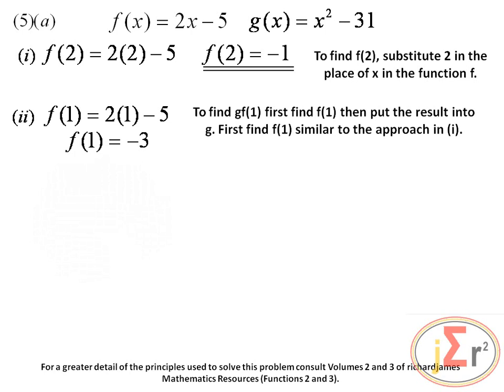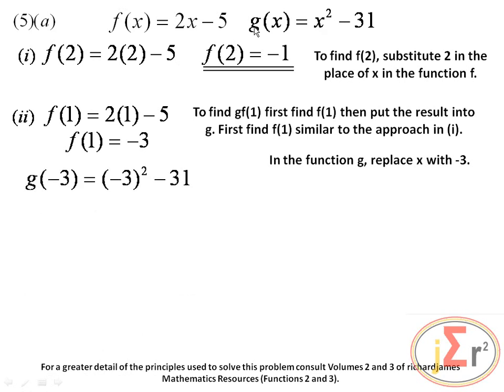Now, we are going to put this negative 3 into g because we are finding g of f of 1. f of 1 is negative 3, so we find g of negative 3. So, g of negative 3 may be found by replacing x with negative 3 inside of that function g. We have g of negative 3 is equal to negative 3 squared minus 31. And negative 3 squared is 9. 9 minus 31 is negative 22.